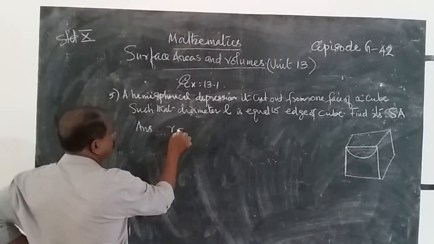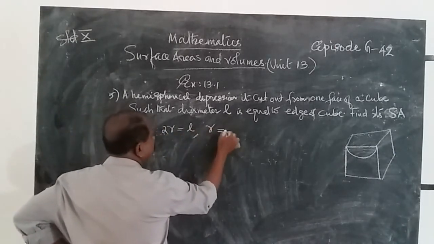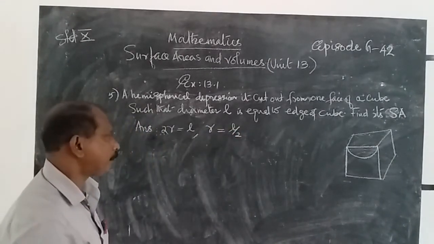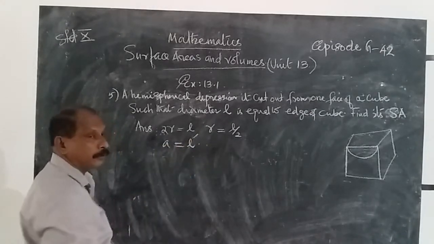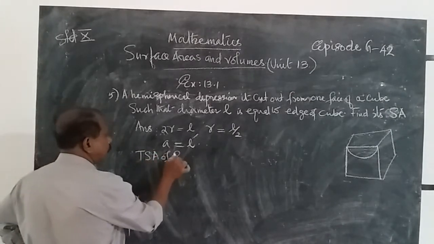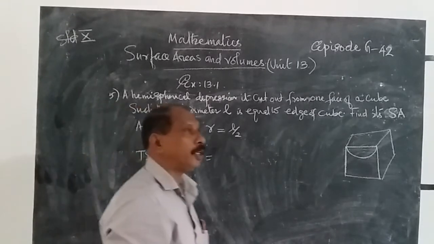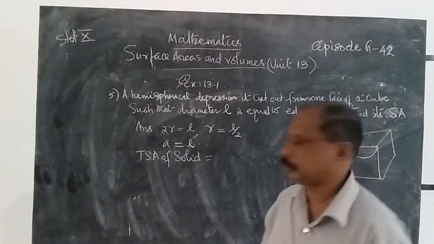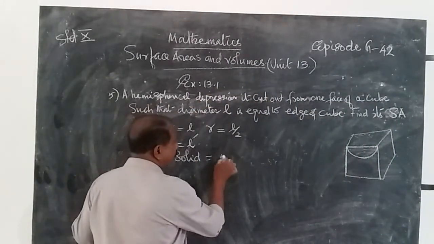Therefore, the answer: 2r, the diameter, is equal to l. Therefore, r is equal to l by 2. a is equal to l. Then the total surface area of the solid is equal to, there is only one surface being carved out from that. Therefore, it is 5 a square.